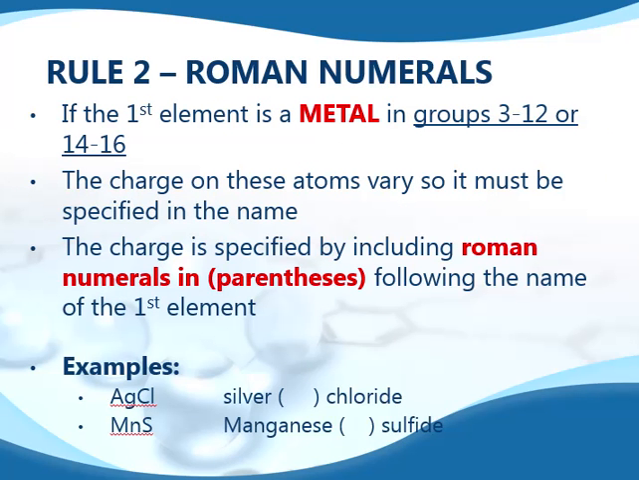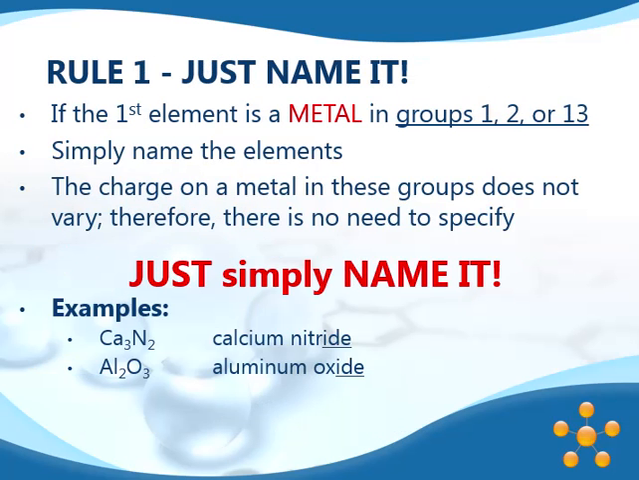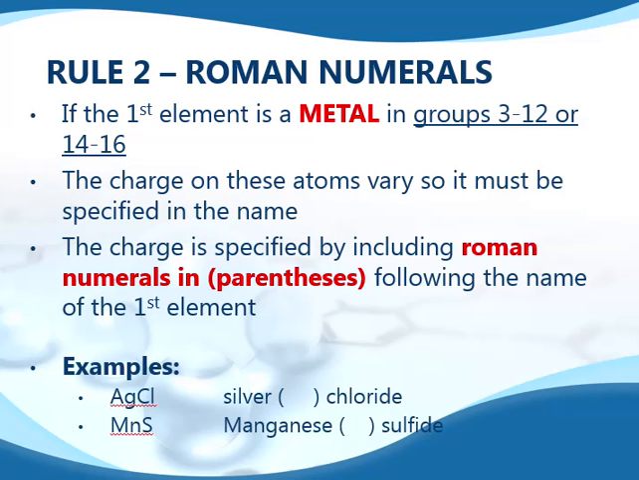All right, so this is going to be our second rule. Our first rule was just name it. Our second rule deals with Roman numerals. If the first element is a metal, very similar to the first rule, but this time the metal is going to be in groups 3 through 12, 14 through 16. A majority of this rule is going to be spent in 3 through 12, which you know more commonly as the transition metals. Make sure you're using your colored periodic table because that's really going to help you.